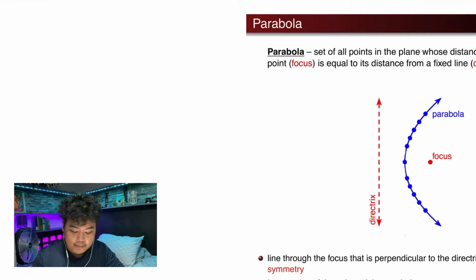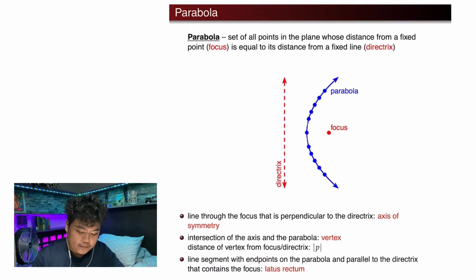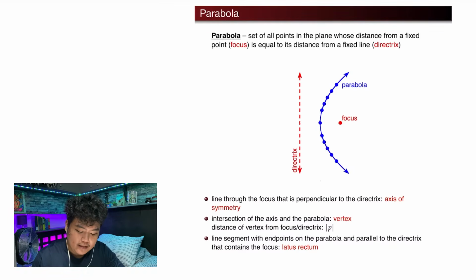So, anong ibig sabihin ng parabola? So, a parabola is a set of points in the plane whose distance from a fixed point, we call that fixed point the focus, ito siya, is equal to its distance from a fixed line. We call it the directrix. So, ito yung directrix natin, yung broken red line. Yung parabola, that is the blue curve. Okay? Si parabola yung blue.